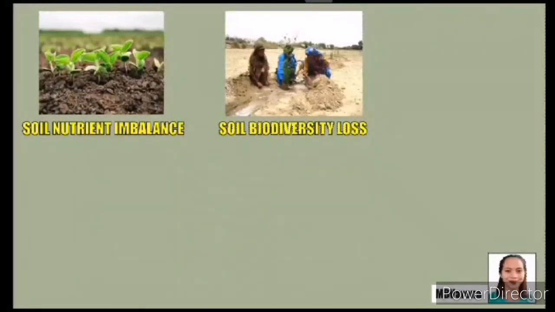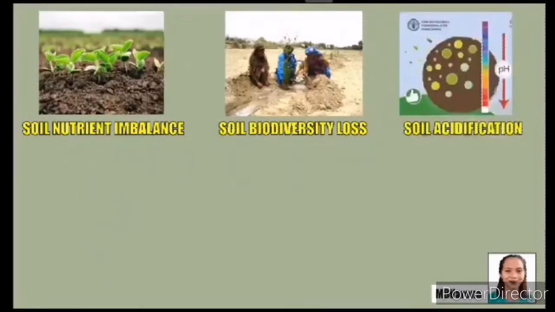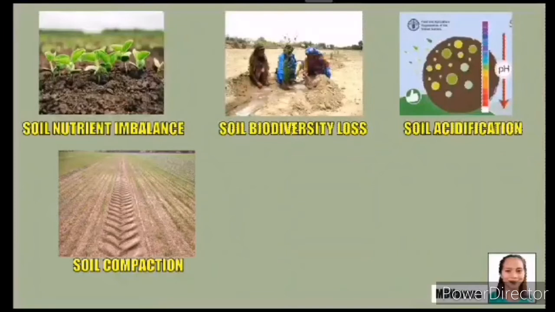Another is soil biodiversity loss. It is a decline in the diversity of micro and macroorganisms present in soil. Third is soil acidification. It is the lowering of soil pH due to the buildup of hydrogen and aluminum ions in the soil, and the associated loss of base cations such as calcium, magnesium, potassium, and sodium from the soil due to leaching or product removal.